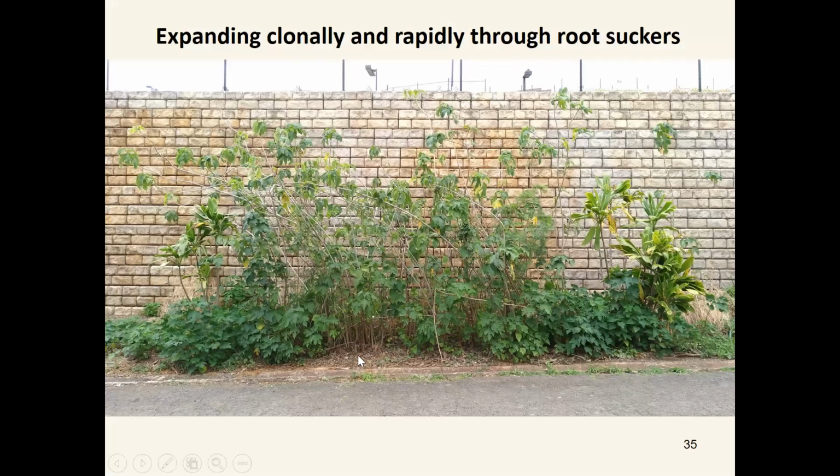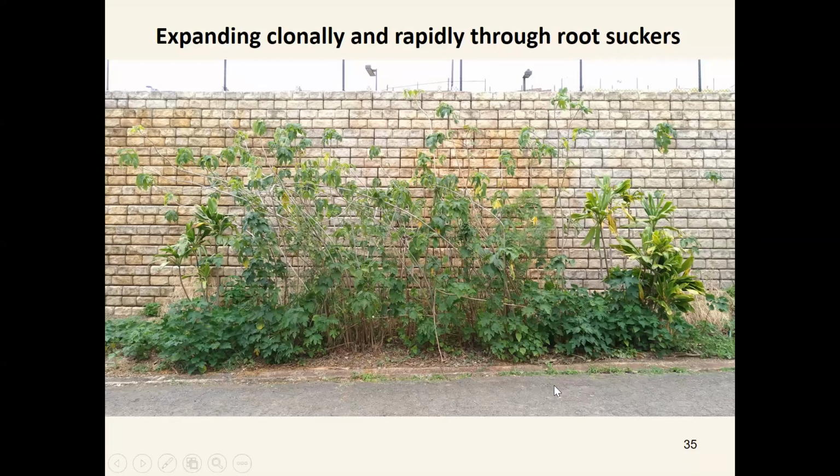Basically, this tree's root system can grow and pop out, becoming a new individual. This is what we call root suckers. Paper mulberry is one of the most aggressive root suckers. If you plant one paper mulberry tree, within a few years it will just expand by root sucker.